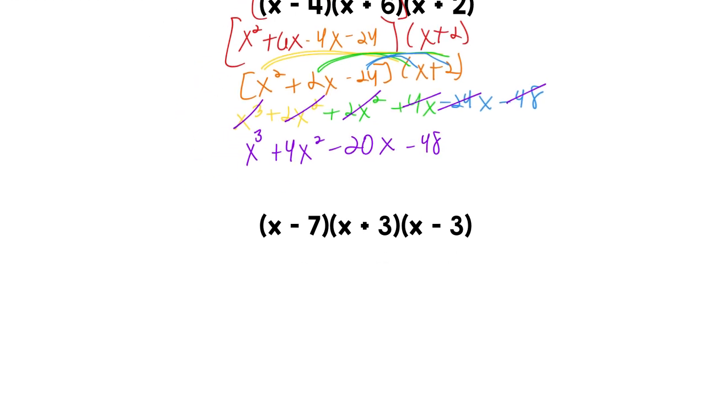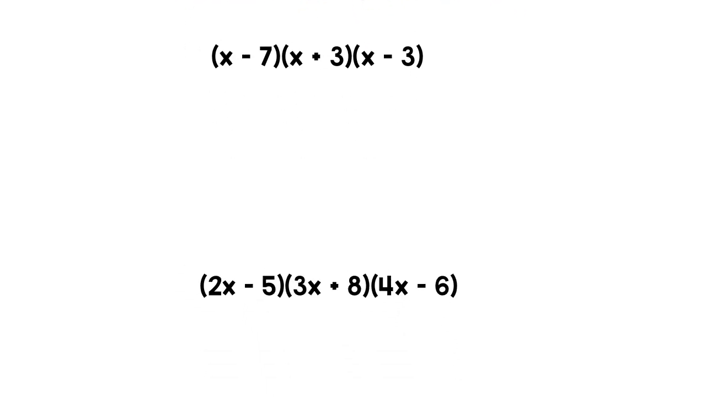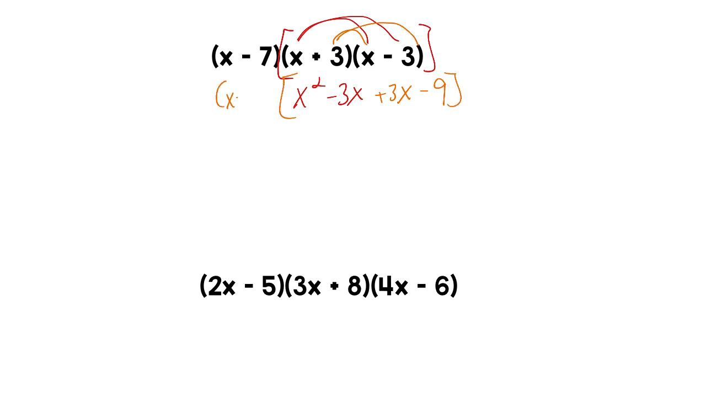All right, let's do another one, and then you'll do one on your own. X times x. You know what? Let's do it differently this time. Let's put the last two in brackets. We have x times x is x squared. X times negative 3 is negative 3x. 3 times x is plus 3x. 3 times negative 3 is negative 9. And that's in brackets, and x minus 7 is in parentheses.